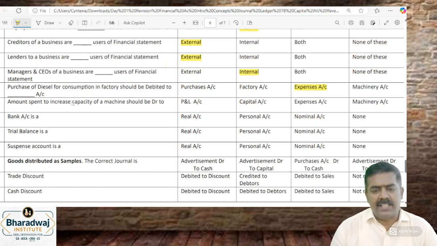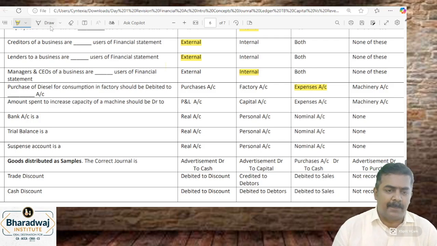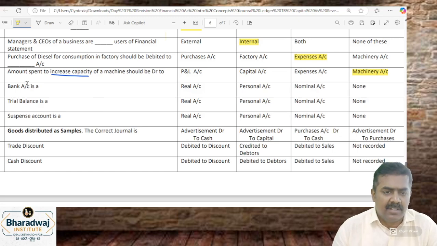Amount spent in increasing the capacity, is it capital expenditure or revenue expenditure? Capital expenditure, which should be debited to the machinery account. Capital expenditures are recorded in which account? Asset account. Bank account is a personal account. Trial balance is a, none of these, that account is just a summary of accounts. Suspense account is also none of these.